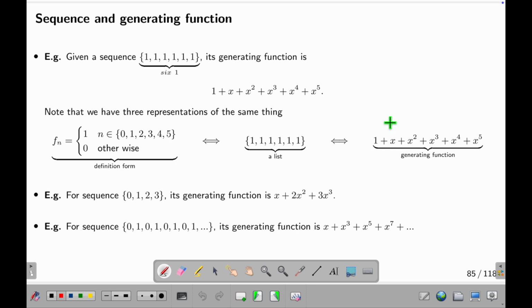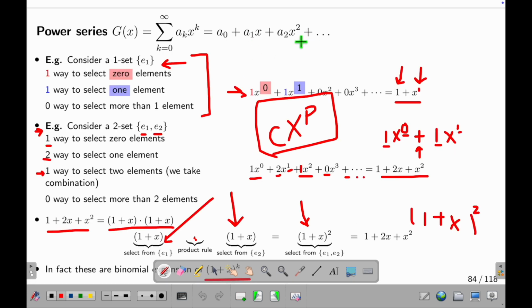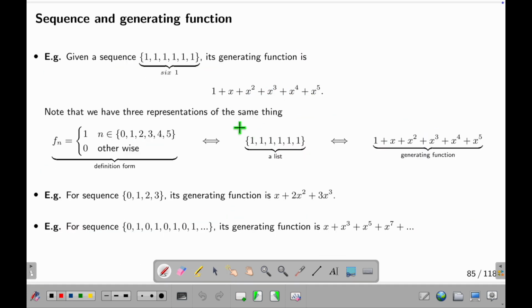Or you are lazy and say, I don't care about the x. I just write the coefficient. So you have 1, 1, 1, 1, 1. I draw this. 1, 1, 1, 1, 1. And then, or you can write this as a function or recursion. I say my fn is 1 for n is 1, 2, 3, 4, 5, 0 otherwise. So you have 3 ways to represent this kind of thing. These 3 kinds of things are the same thing. Again, these are the same thing. It's just a different way to look at this.